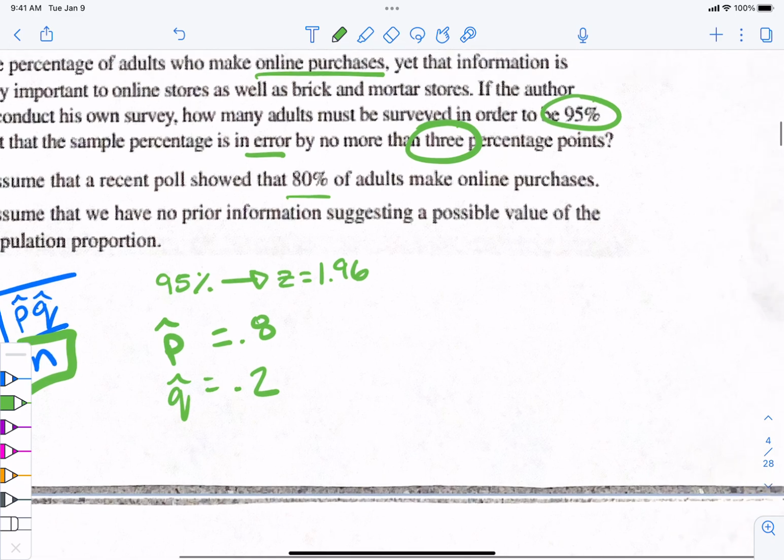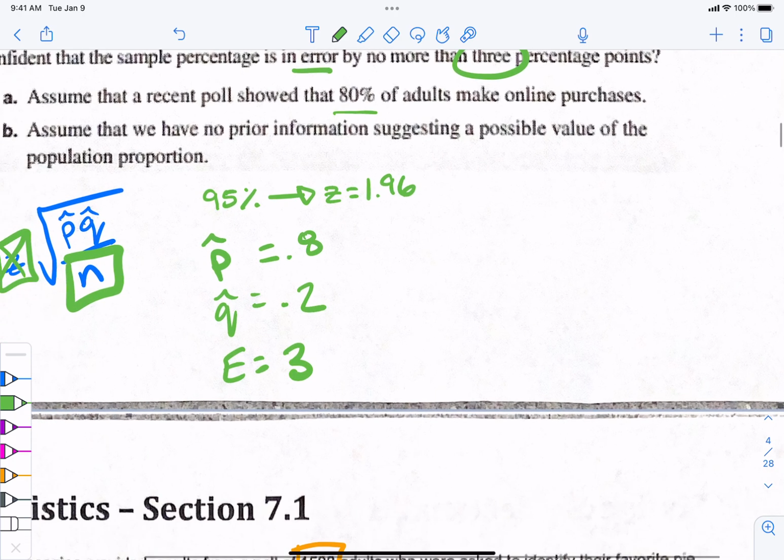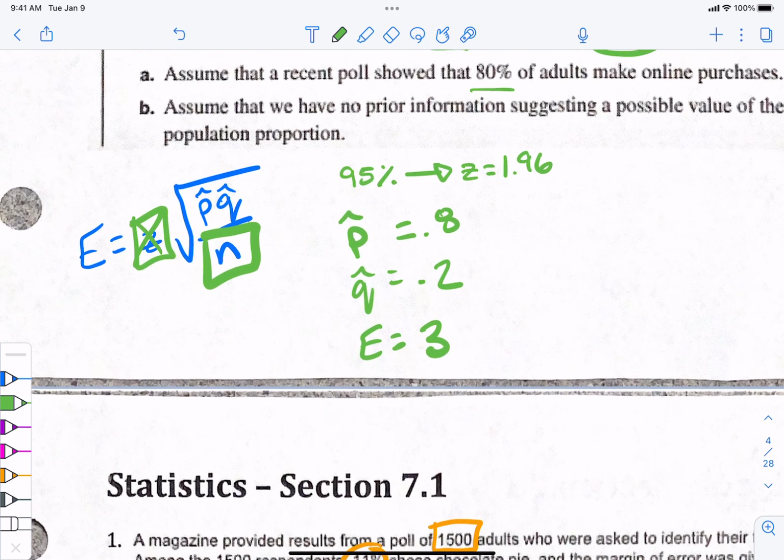Where does it say that? Right here. It's written out in the word 3. Okay, so that means my error has to be 3%. And I don't know if they have us write it as 0.03 or 3. I think it's just 3. So error is 3. We're going to plug those in and solve for n. So how many people do you have to survey in order for your error to be 3? We're working backwards. So we've got 3 here. Do we have to do plus minus 3? No, not when you're solving for n.